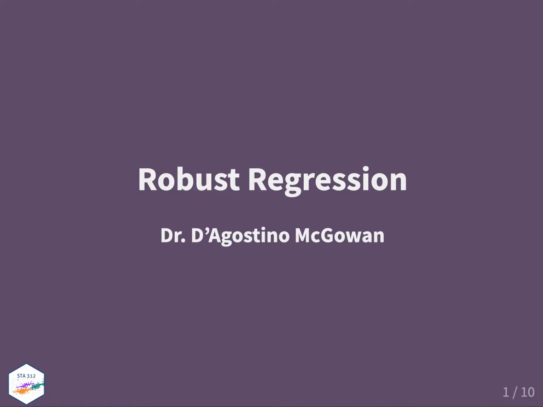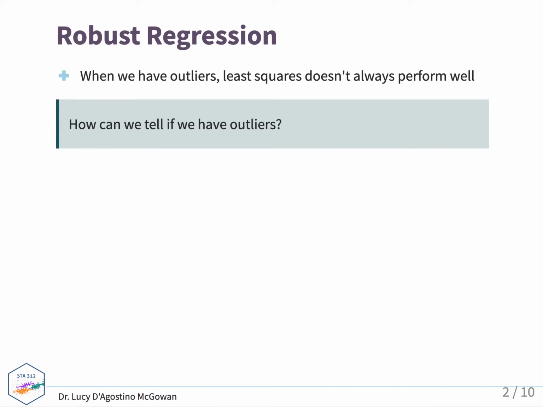Okay, let's talk about robust regression. So we've talked about what it means to have outliers, but we haven't really talked about what to do when you observe them. When we have outliers, we know that least squares doesn't perform well.